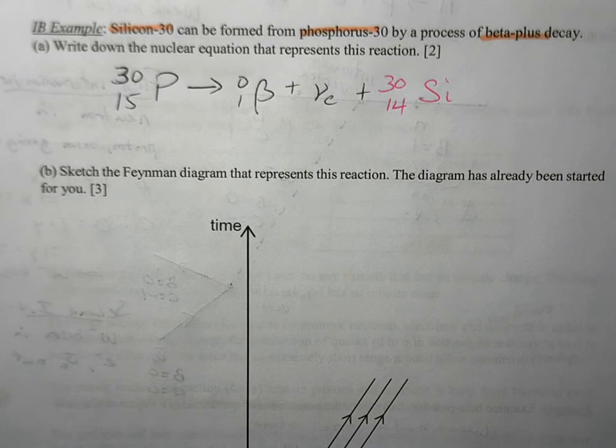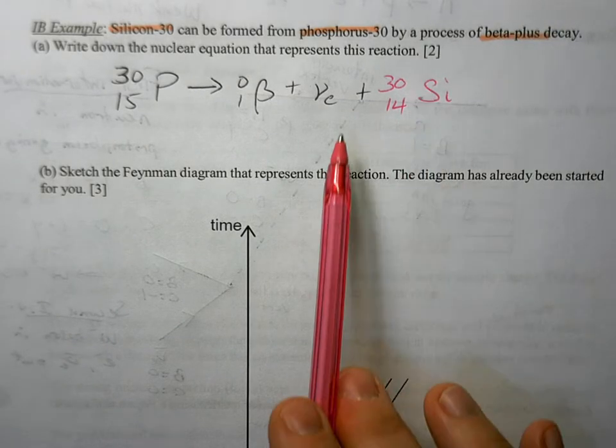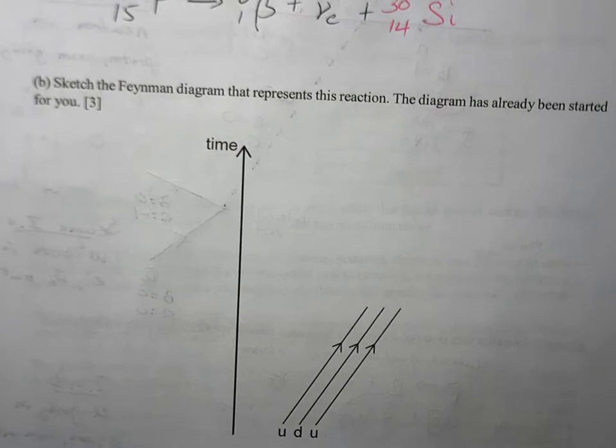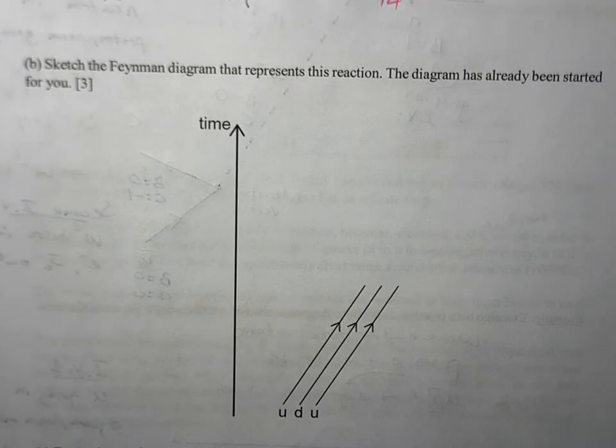So what you're going to be getting marks for on an IB exam is actually writing this correctly, as well as writing the beta positive particle and the neutrino correctly. That's what they're looking at. Now for this, it's asking you to sketch a Feynman diagram that represents this reaction. So the diagram has already been started for you.